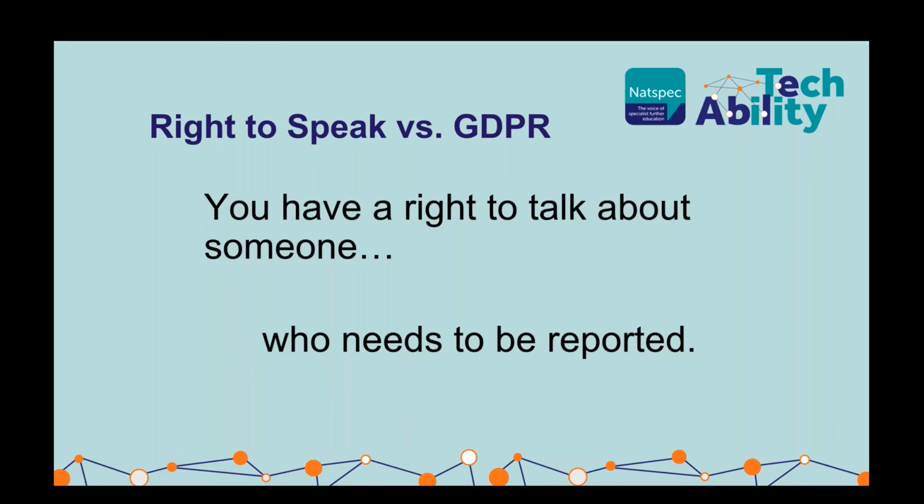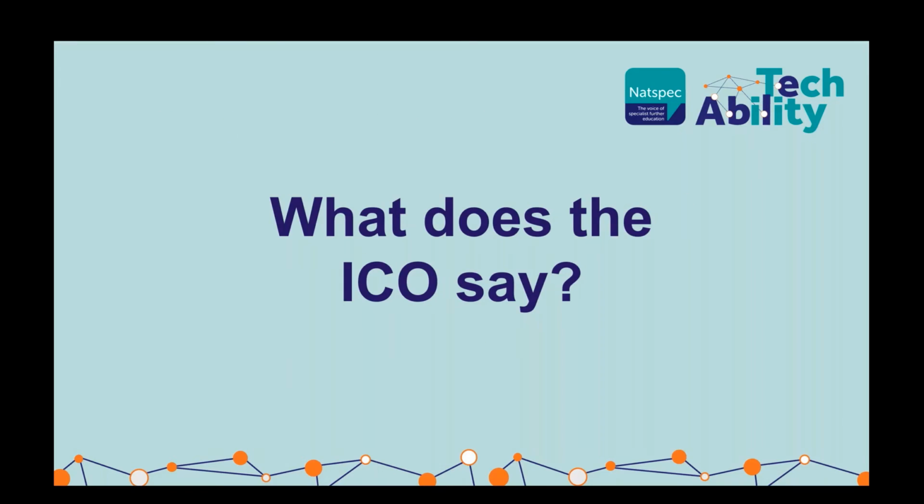So this was the issue that I had in my head when I was thinking about all this GDPR stuff. What I wanted to know is, what does the ICO say about this? Would they back me up if I said, right, this person wants the names of staff that work with them to be on their device, but do I have a right to say to staff that they have to have their photos on that device?